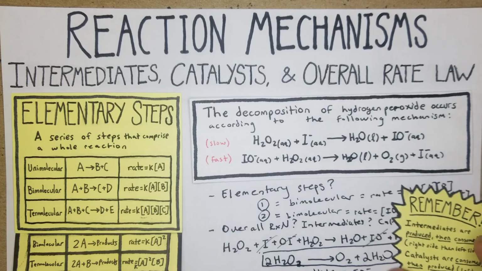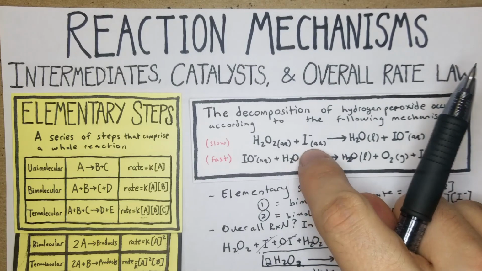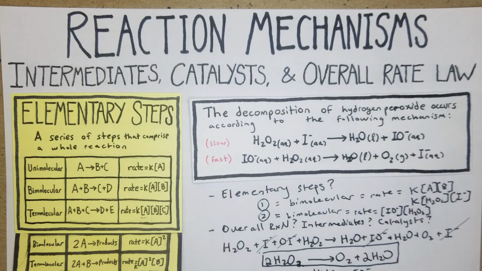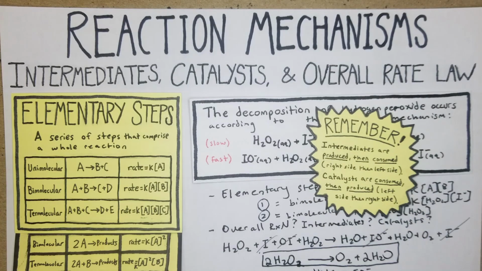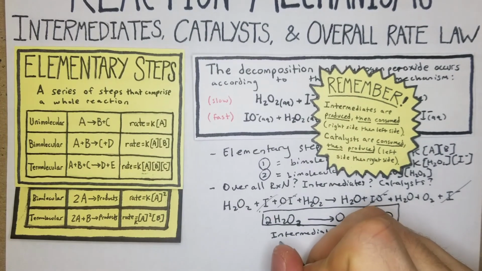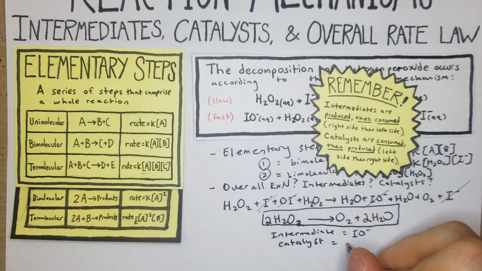Now let's see if we have any catalyst. The other thing that we canceled out was the I minus. Now the I minus started as a reactant and then it became a product. It also fits the rough definition. It started in the first step as a reactant and then ended in the final step as a product. So based on this, the I minus is going to be a catalyst. So now we've done that, and that's pretty good.